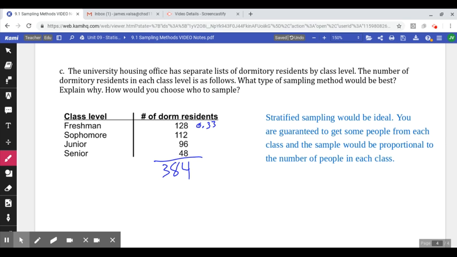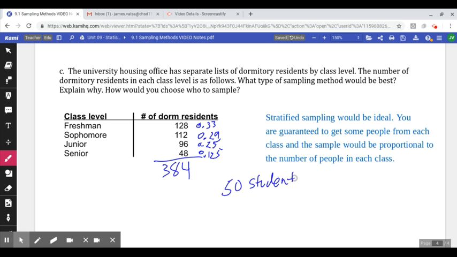And then you could do 112 divided by the total, 384. So we're getting the percentage of the population right now, which is about 0.29. And then you could do 96 divided by 384, and that would be 0.25. And then you would do 48 divided by 384 to get 0.125. And then let's say that you wanted a sample of 50 of these students.